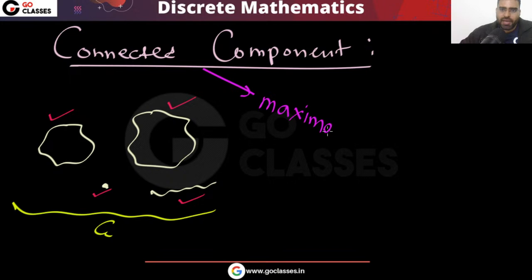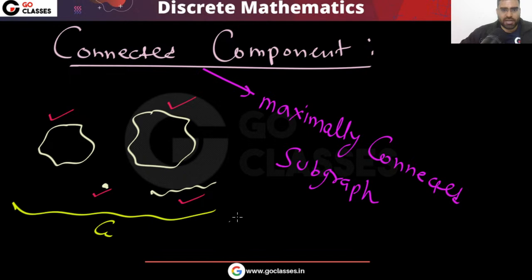Maximally connected structure, maximally connected subgraph. Okay. So for example, this is a maximally connected subgraph. This is a maximally connected subgraph. Remember, consider this.